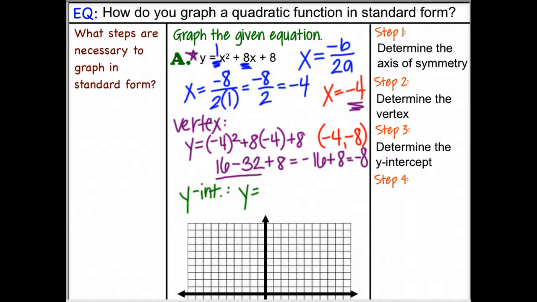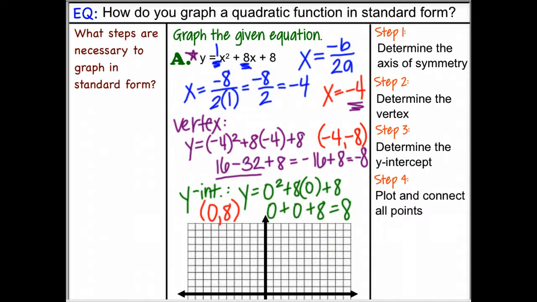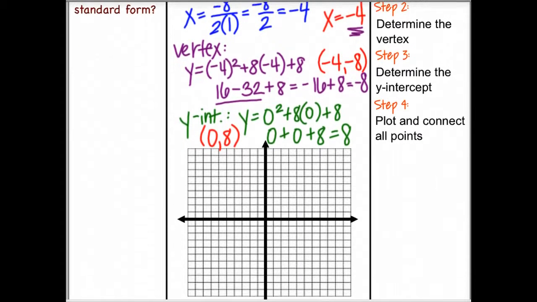We get y equals 0 squared plus 8 times 0 plus 8. 0 squared is 0. 8 times 0 is 0. Plus 8 gives us 8. Therefore, our y-intercept is 0, 8. Finally, once we have that part, we're going to plot and connect all of our points.